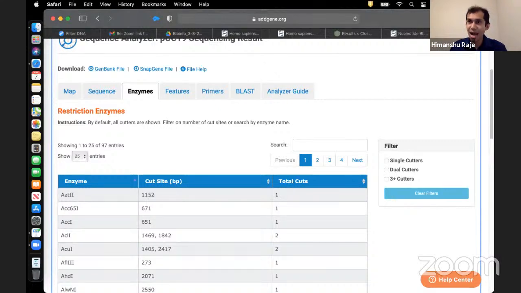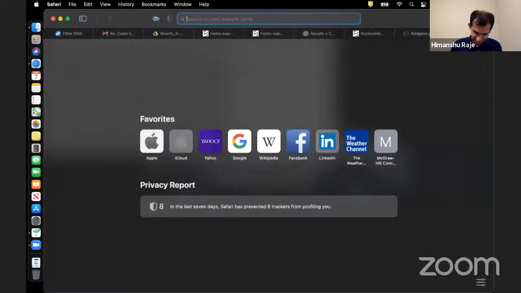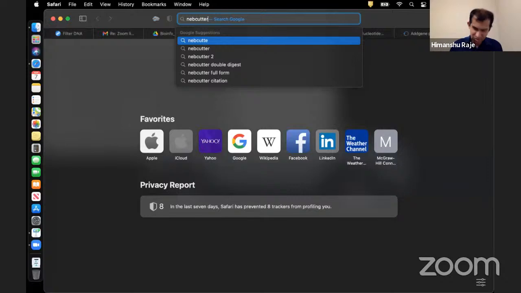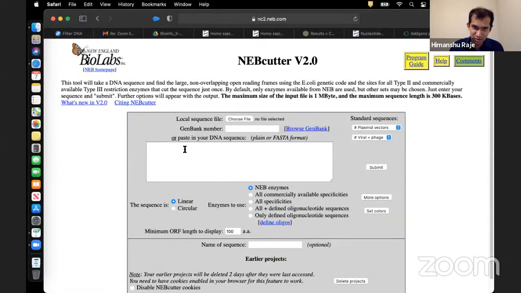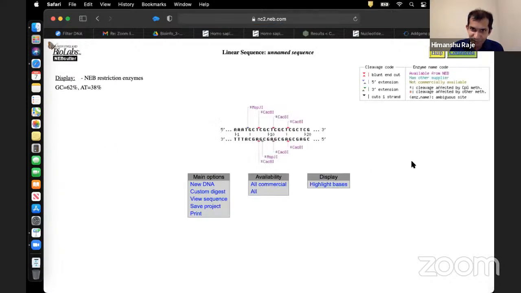Now let me introduce you. I told you how to search for a human gene sequence, but how will you make a restriction map of the human insulin gene? Let's say that you obtain the gene sequence from GenBank. Well, for that, you have to go to NEBcutter. I'll post the link in the Zoom text chat window. This is where you need to go. Copy and paste the human insulin gene sequence right here. For now, I'm just going to put in a random sequence, okay? The human insulin gene should be linear. So just click submit and it will generate a restriction map for you.